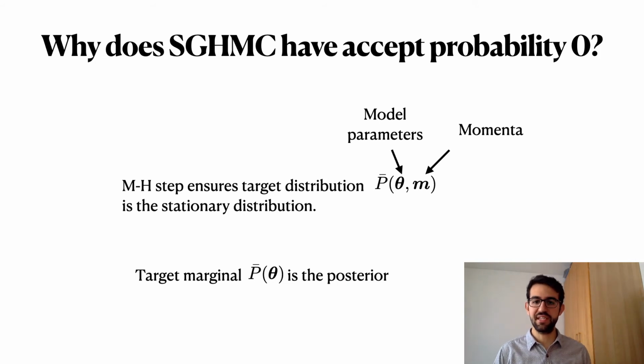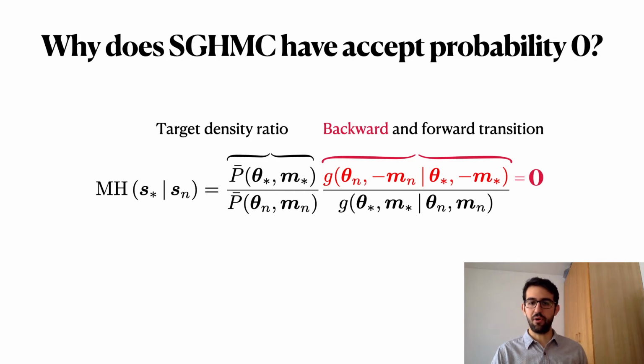So why does SGHMC have 0 acceptance probability? It comes down to the structure of the Metropolis Hastings correction. For these schemes based on dynamics, we first augment the parameters theta with a vector of momenta m, of the same dimension. Then we make up a target distribution, p bar, that has the posterior as a marginal over the parameters. So then the probability of accepting a new sample S star, given that we started this step on sample Sn, is given here. The important quantity is the ratio of the backwards and forwards transitions on the right.